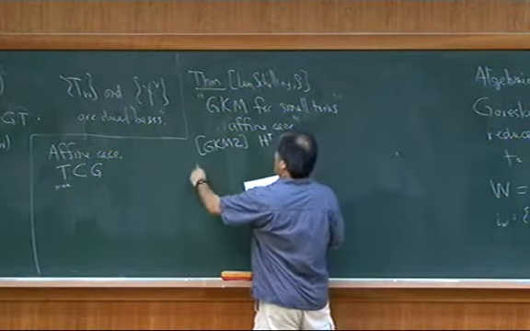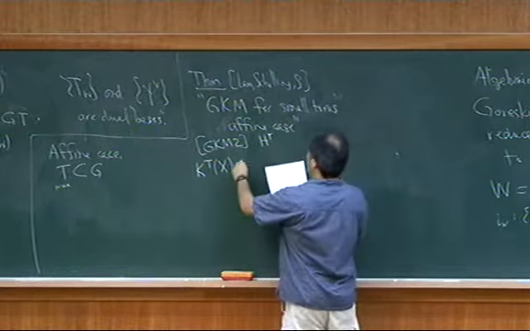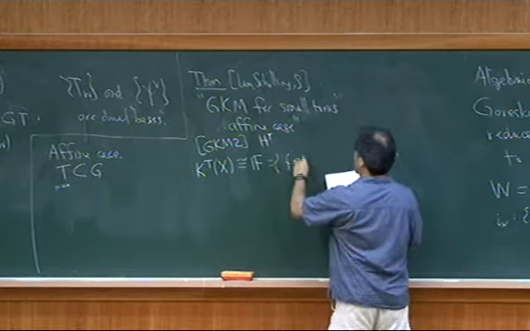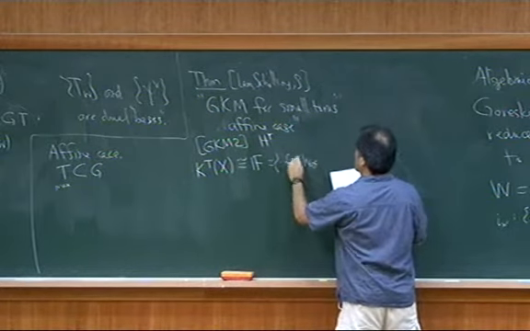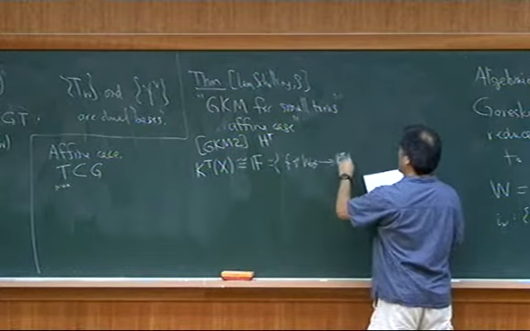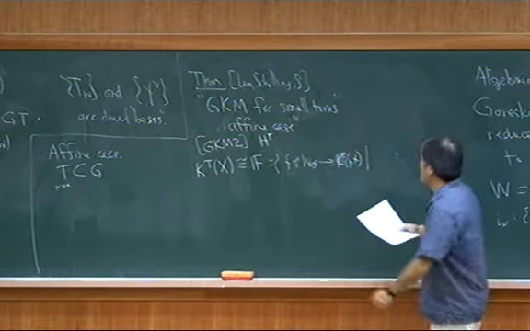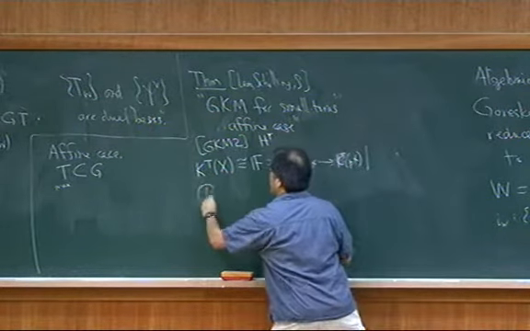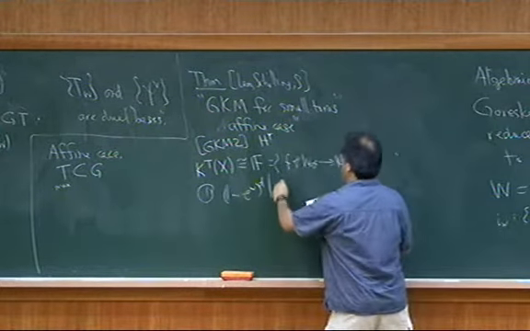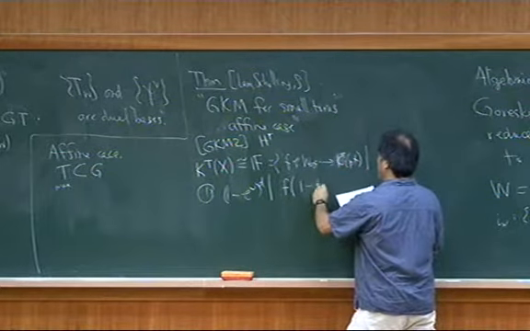So the statement is, in the affine case, this is equal to the following set of functions. So we have the following conditions. Firstly, that 1 minus e to the alpha to the d divides our function. Now I should explain this notation.